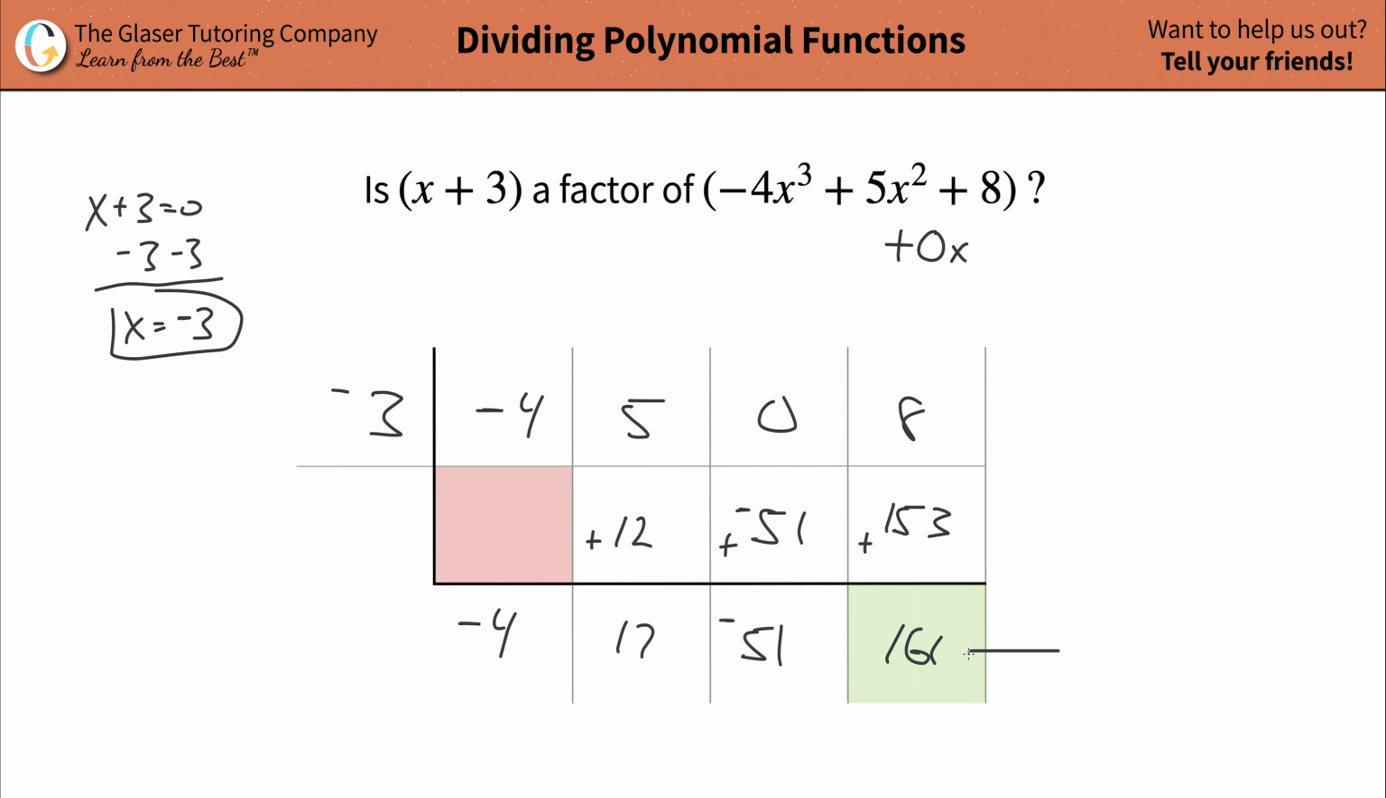And this is the value we're looking for. That's why it's in a green box, ladies and gentlemen. Remember that this value represents the remainder. So if this is not a 0, what that means is that there is a remainder. And if there is a remainder, that means that this thing does not divide evenly into that thing. If this were a 0, then I would say that this is a factor. If this isn't a 0, then this is not a factor. So the answer to this problem is basically no. Nope, it's not going to be a factor.